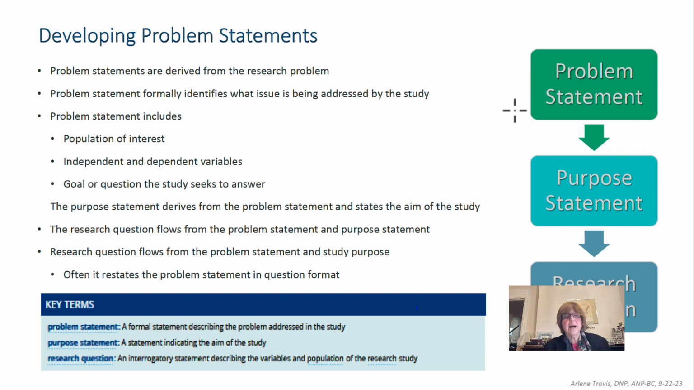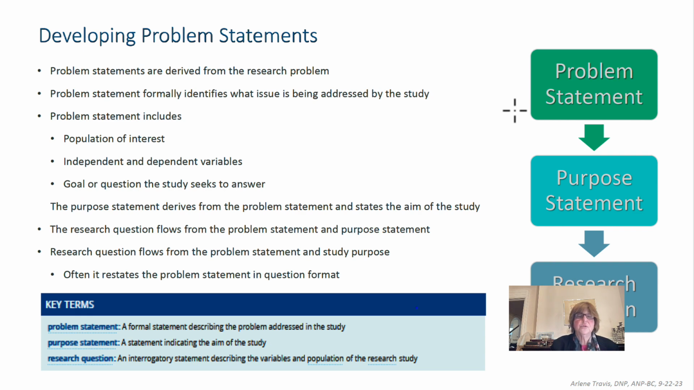So when we look at a problem statement, it comes from the research problem. So the problem statement formally identifies what issue we're going to be looking at for the study. And it includes the population of interest, the independent and dependent variable, and the goal or question that the study seeks to answer. So that's what you're looking at in the problem statement, okay? So if I were to give you an example of a problem statement that was lacking the population, that would not be formulated properly, correct?